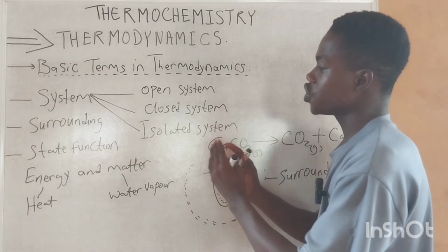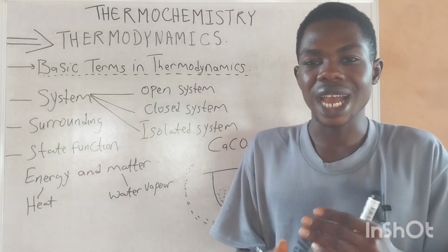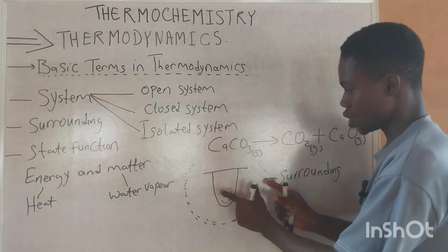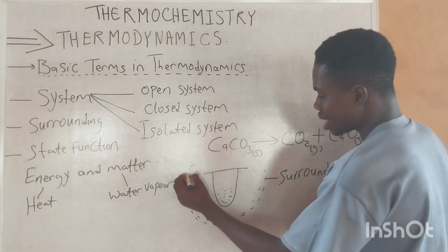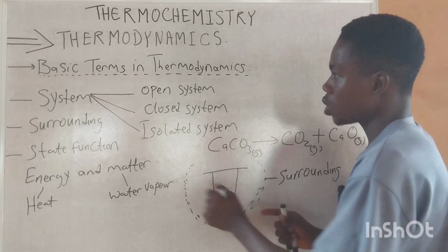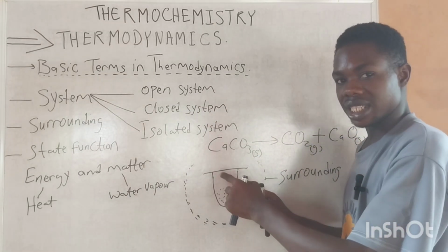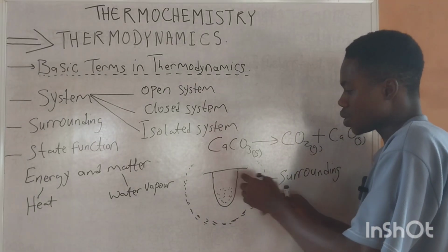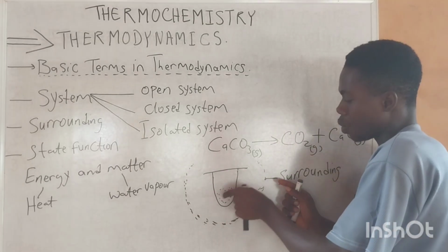So from here we'll be moving straight to the surrounding. So please take note that the surrounding refers to everything outside the system that can interact with the system. Now I'll be using this one to explain the surrounding very well. Note this for a closed system, and I say that this area around the closed system happens to be the surrounding. Now I'm explaining the surrounding under basic terms in thermodynamics. Earlier on I said that the surrounding refers to everything outside the system that can interact with the system. So this happens to be the surrounding. It is the region around the system that can interact with the system.